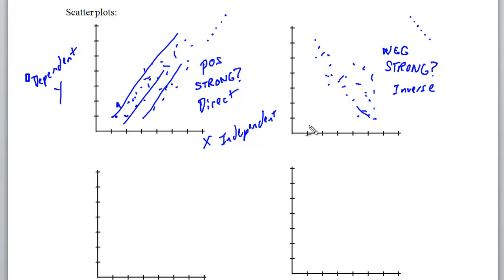Now this is a negative correlation, or an inverse correlation, which means that as one goes up, the other goes down. Let's say the number of days I am absent from class goes up, my grade will fall down, which is important if you have a class that has an attendance grade.